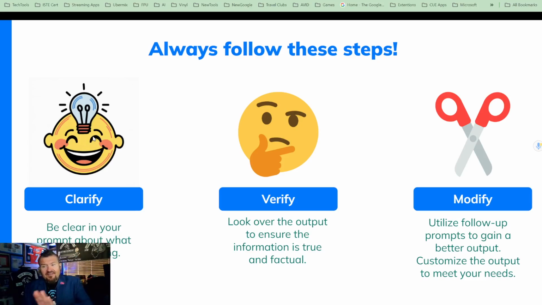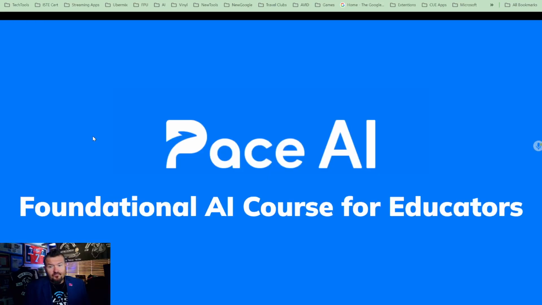But notice in these steps, who is always involved? A human. A human should be involved at the beginning, writing the prompt. A human should be involved in the middle to verify the output. And a human should be involved in the end to modify and finalize. Clarify, verify, and modify. Three amazing steps when utilizing large language models in your classroom and in your professional practices.